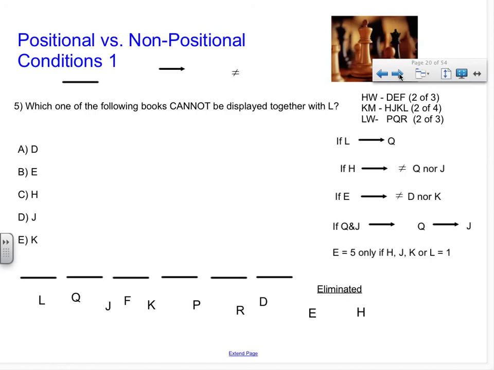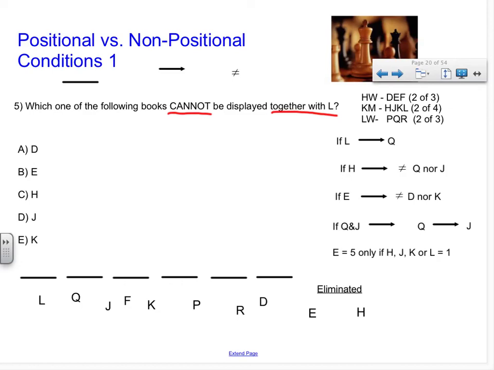Let's take a moment to read through the following question together. Which one of the following books cannot be displayed together with L? So our question choices are A, we have D, E, H, J, and K. And let's highlight the key points. Which one of the following books cannot be displayed together with L? So in other words, L can appear with this letter at the same time. So let's try each of the question options one by one.